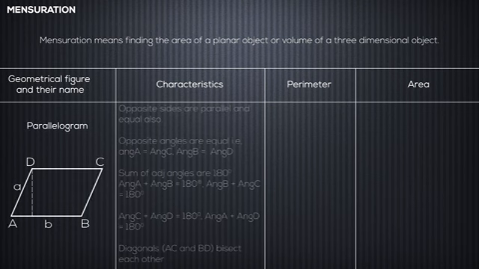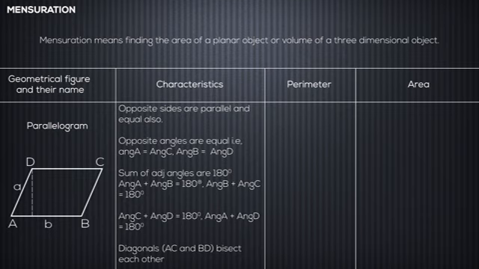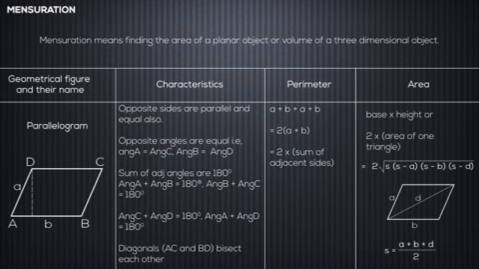Parallelogram. In a parallelogram, the opposite sides are parallel and equal. Opposite angles also are equal. The sum of adjacent angles is 180 degrees and the diagonals bisect each other. The perimeter of a parallelogram is 2 times the sum of a and b. And the area of a parallelogram is given by the formula shown on the screen.